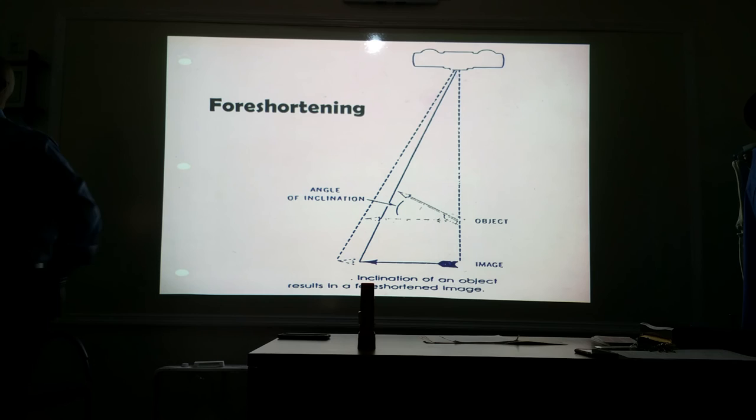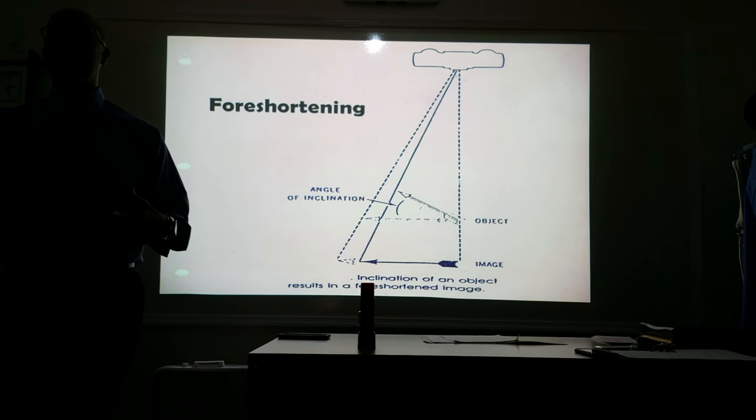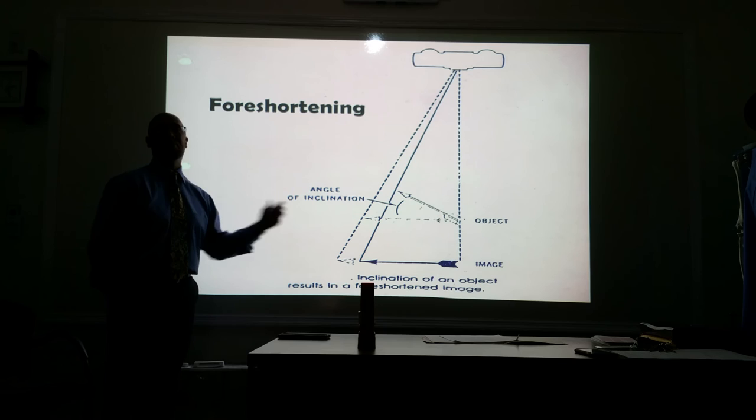So foreshortening occurs when there is an inclination of an object. This is called foreshortening. So you get elongation with tube or image receptor angulation. You get foreshortening when there is angulation of the body part. Okay, elongation with tube or image receptor angulation, foreshortening with angulation of the body part.